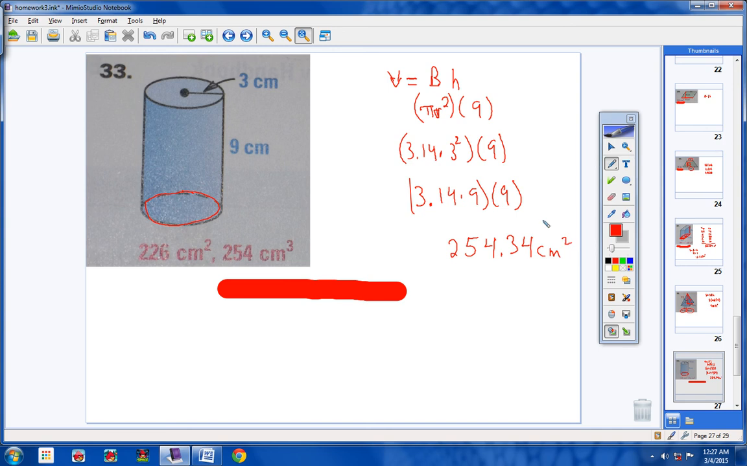Now, let's go over this again. Area of base. In this case, your base was a circle. How do you find the area of a circle? Pi r squared. What's your height? 9. Pi is 3.14, your radius is 3, and then the rest is calculator work, all right?